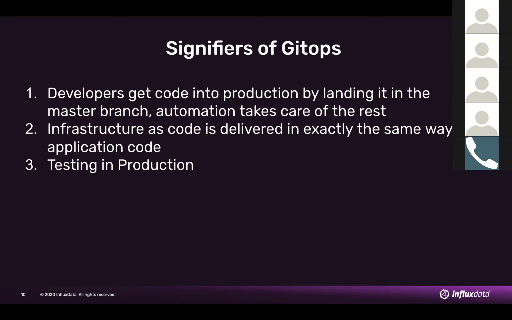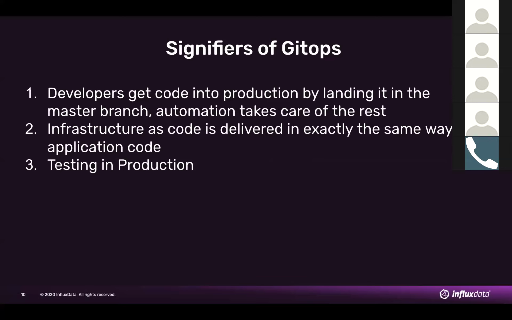First, if your developers get their code in production by simply landing that code in a master branch, right? They just make a pull request, it gets accepted, and then with no human intervention at all, purely automated processes, that code is delivered to production. That's a big part of GitOps. It's fully automated. There are no manual steps that anyone takes. So for the developer, you just have to get your code through CI, land it in the master branch, and that's how you get it out there.